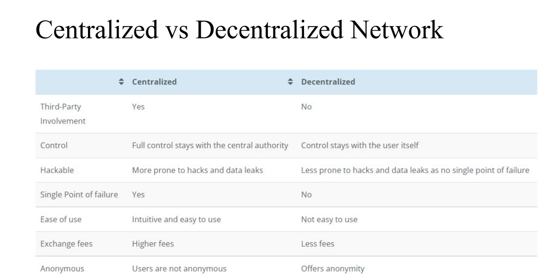So this is all about centralized, decentralized and distributed networks. So thank you. We will stop here.